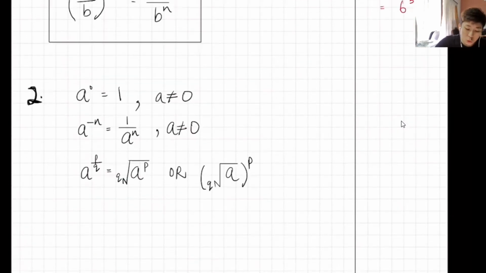So number 2, you must know a few other things about indices. One of them is that when you have something to the power of 0, it gives you 1 automatically. Don't forget, when you have a 0 power, it gives you 1, except 0 to the power of 0. This is the only thing that doesn't give you 1. Everything else gives you 1.